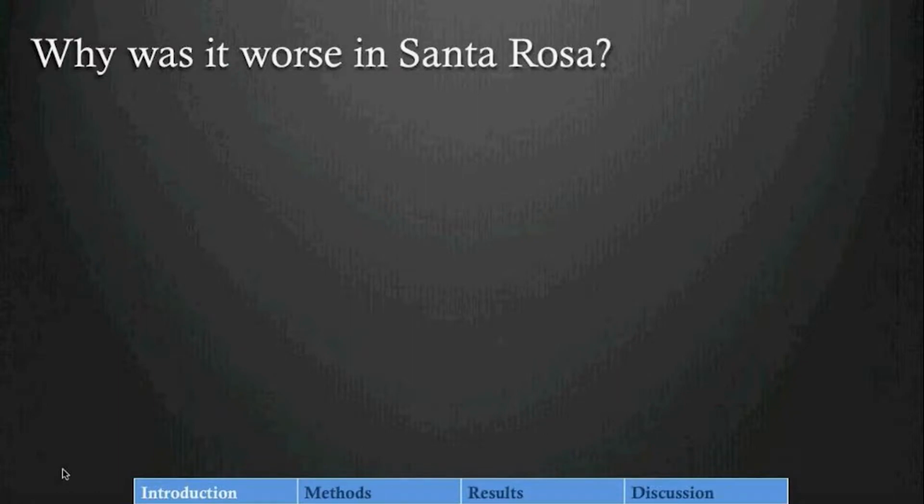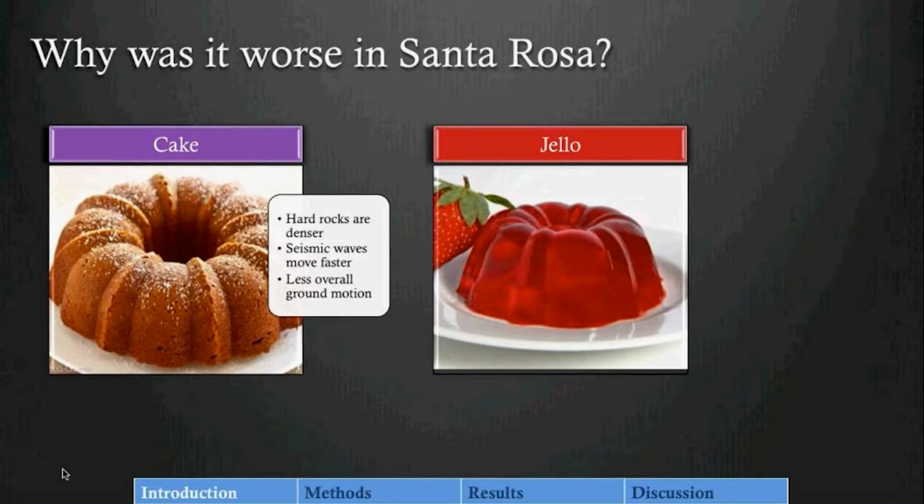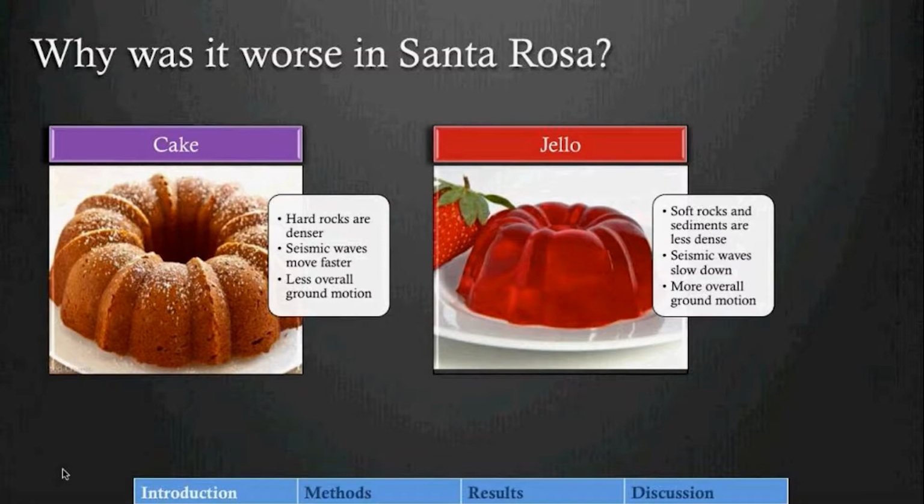What's the difference? There's a lot of things that contributed to the difference in damage between Santa Rosa and San Francisco. But one of the biggest things comes down to a difference between cake and jello. So hard rocks, like much of San Francisco, are denser. And so seismic waves travel much faster through them. So the ground shakes for less time overall, and this is less ground motion overall also. Soft rocks and sediments, like in Santa Rosa, are much less dense, like jello. And so the seismic waves slow down, and the shaking lasts for a much longer period of time. And this is more ground motion overall. This is what's known as site response.